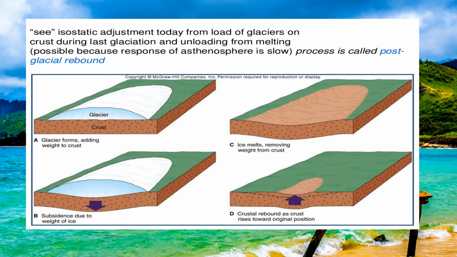Feature A shows glacial ice adding weight to the crust. Feature B is whereby the crust subsides due to the weight of the ice. Feature C is whereby the ice melts, removing weight from the crust. Then the last, feature D, is the crustal rebound as the crust rises towards its original position.